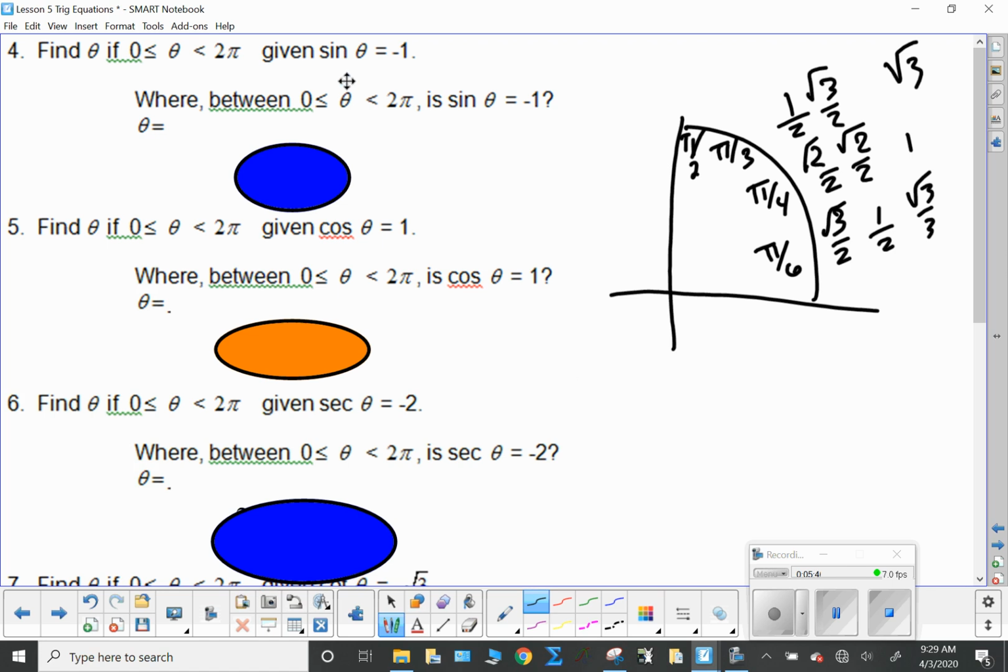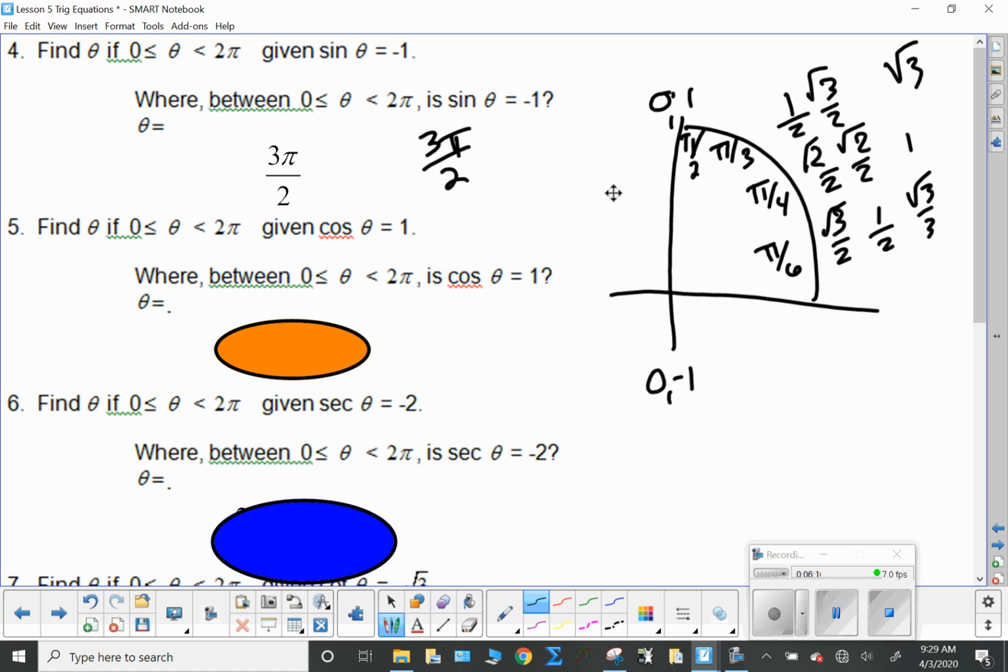So I want to know where sine is -1. Well, remember up here it's 0, 1. Down here is 0, -1. The inverse sine of -1 is -pi/2, but I want between 0 and 2 pi, so I really want 3 pi/2. If it were the function, it would be -pi/2, but because I've changed where I want my answer to fall, it's 3 pi/2.